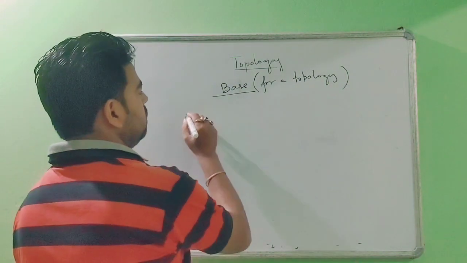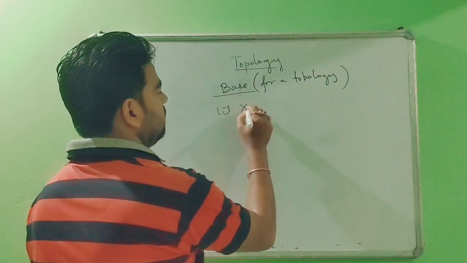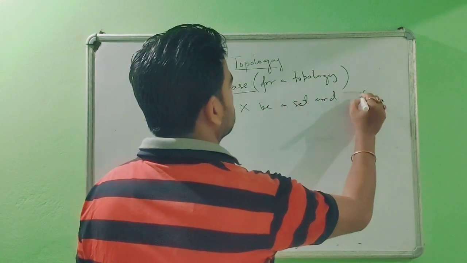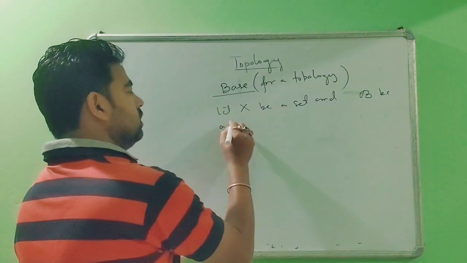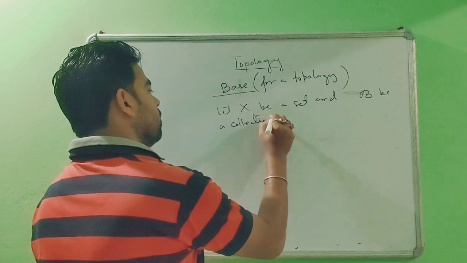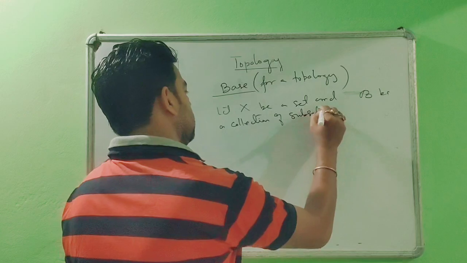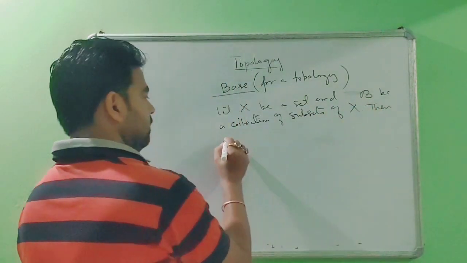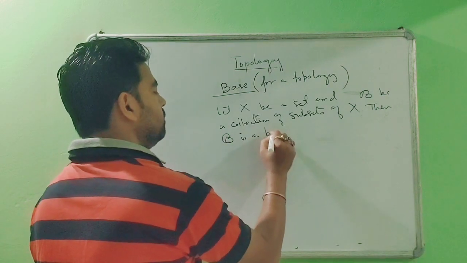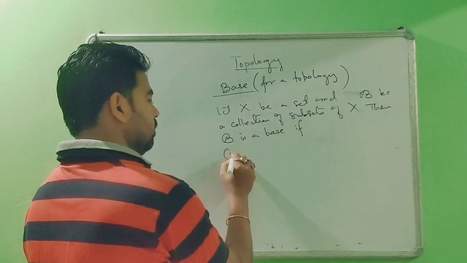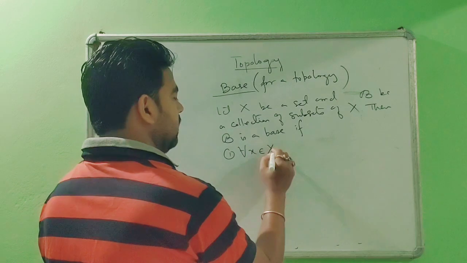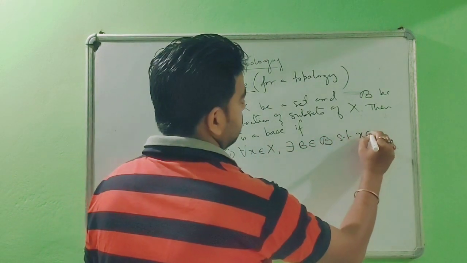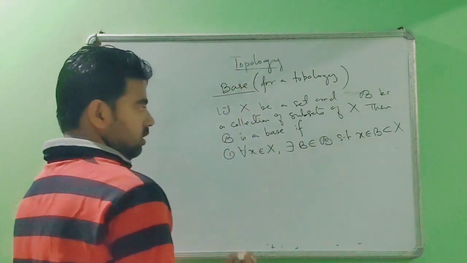Okay, so let X be a set and script B be a collection of subsets of X, then script B is a base if, number 1, for all x belongs to X, there exists B belongs to script B such that x belongs to B subset of X. This is the first condition.